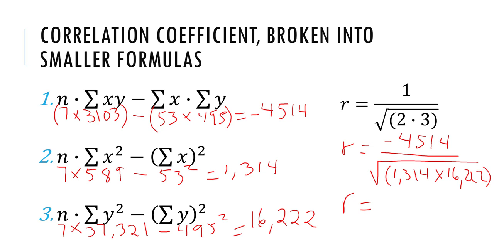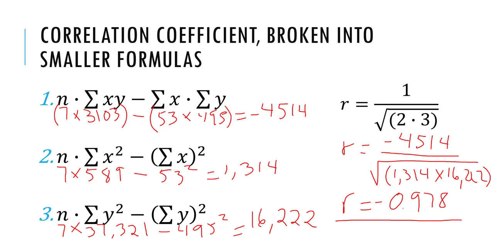When you input all of these values into the calculator and round our r value to 3 decimal places, you're going to get a correlation of negative 0.978.